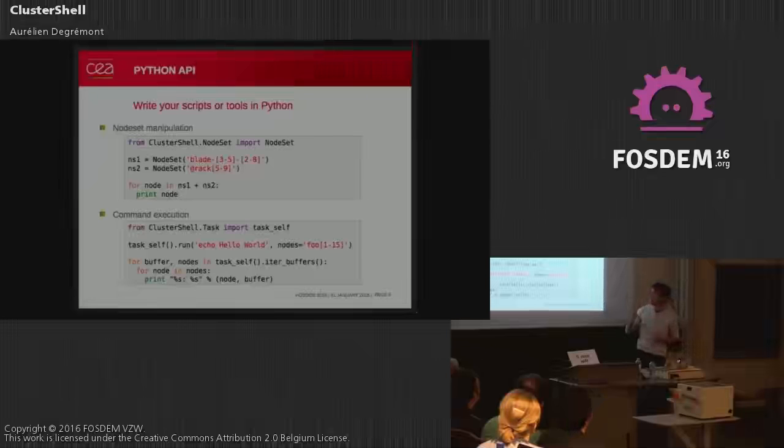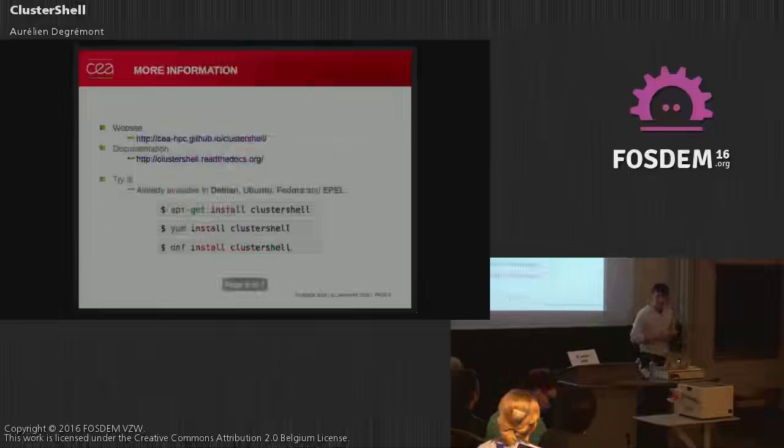The second example is the Task class, which is useful to run commands remotely or locally on a lot of nodes in parallel. This is a very simple example where we run hello world on all those nodes, and we iterate on the outputs in a simple way. Clustershell is event-based, so we can do event-based programming with Clustershell, and this helps you do a lot of very nice things when you are starting. This one is not event-based; it's very simple.